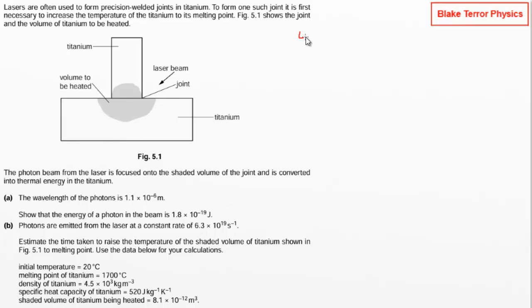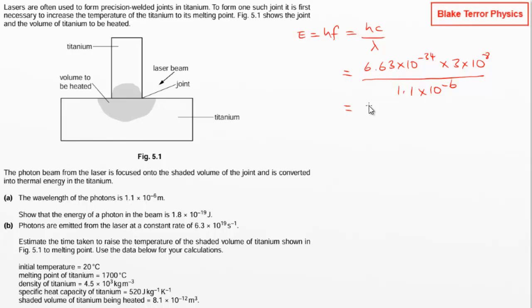So, well, we know that our energy is Planck's constant times the frequency, which is Planck's constant times speed of light divided by the wavelength. So 6.63 times 10 to the minus 34 times 3 times 10 to the 8 divided by, what was the wavelength they gave us? 1.1 times 10 to the minus 6. So calculate that, and that is giving us 1.8. Well, as they've said in the question, 1.8 times 10 to the minus 19. There we go. Photons are emitted from the laser at a constant rate of that.